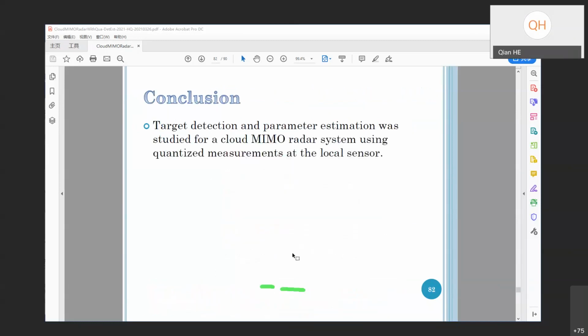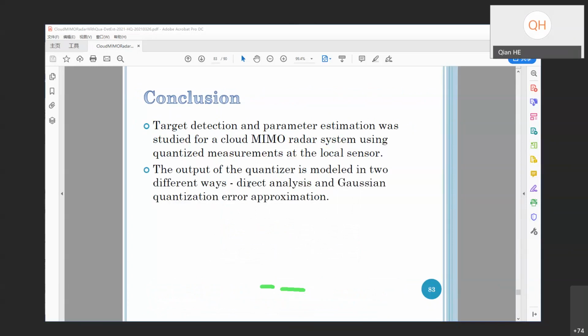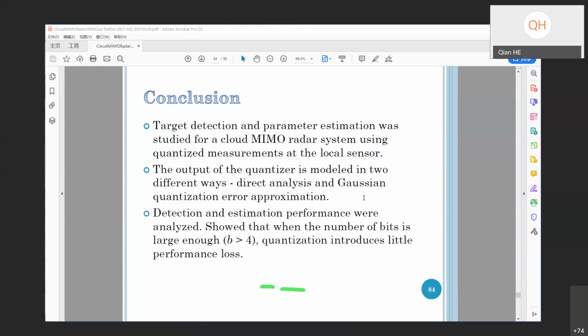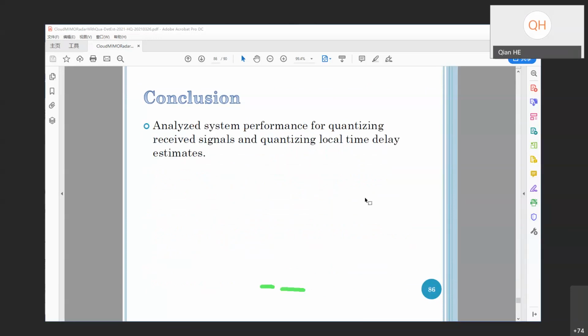Okay. So here is a conclusion. What we introduced today is detection and estimation for the cloud MIMO radar. And very importantly, we did quantization. We did both direct analysis and Gaussian approximation, and we showed the approximation works in most of the cases of interest. And we looked at the trade-off between the number of bits and sampling rate. We also did some analytical derivations, but we don't have time to show you.